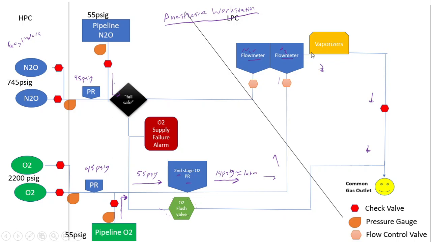And then once we get past that, we can carry some vaporizer, some anesthetic gas, and be delivered to our patient. Our flush valve allows us to bypass this flow meter system and administer our oxygen without having to go through this extra step.